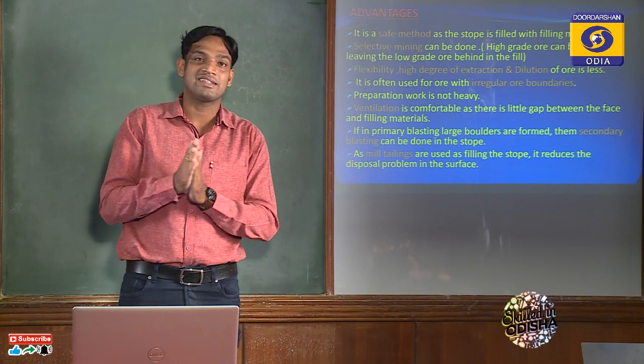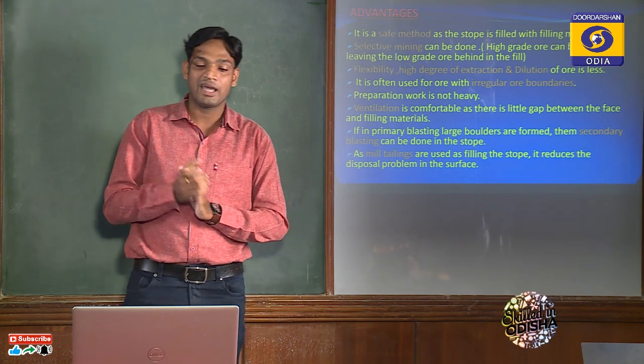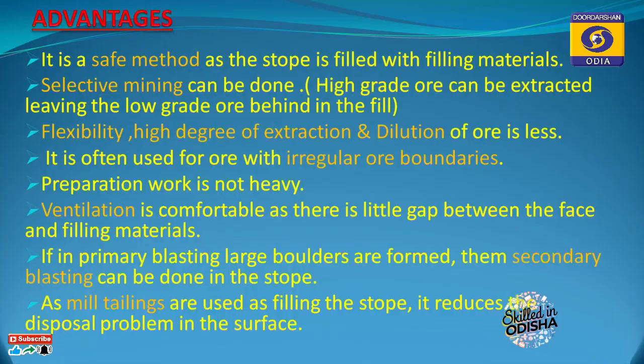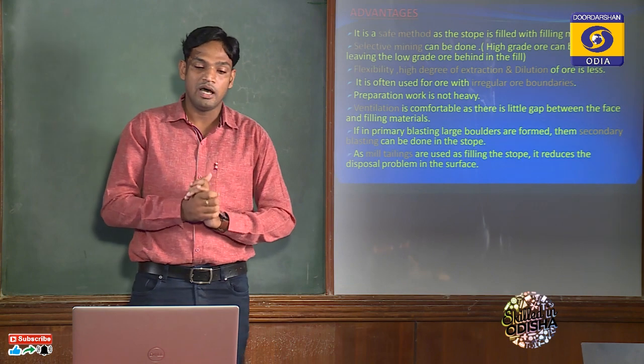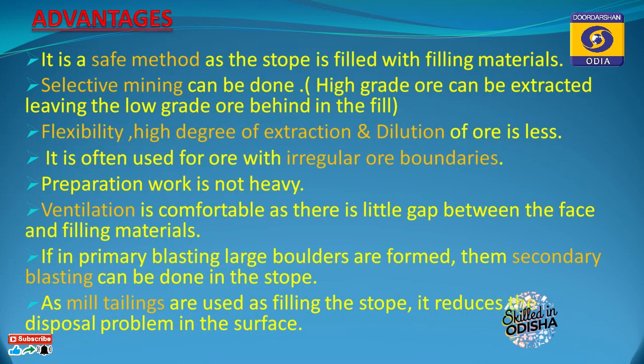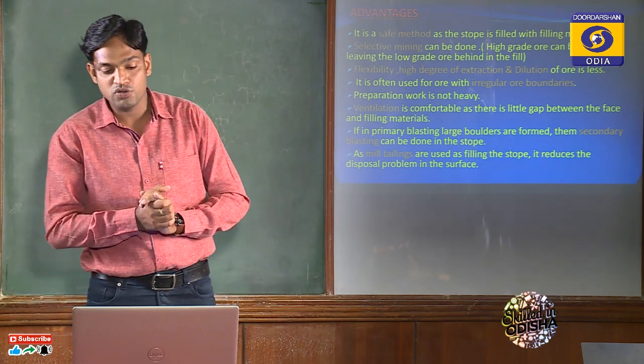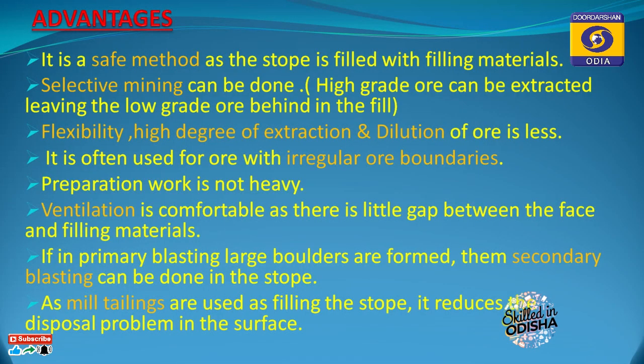There are fewer chances of roof fall. Selective mining can be done. High grade ore can be extracted, leaving the low grade ore behind in the field. As I have said earlier, there is flexibility, a high degree of extraction, and less dilution of ore. It is often used for ore with irregular ore boundaries, as I have also described before.